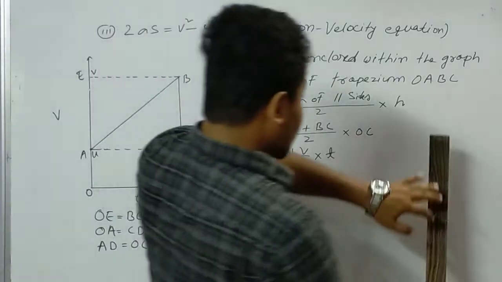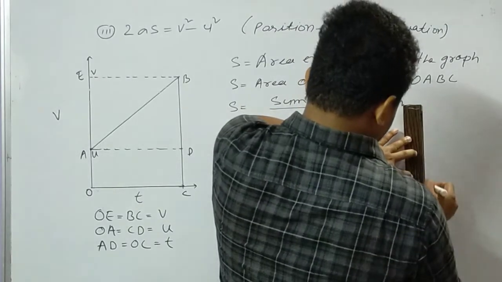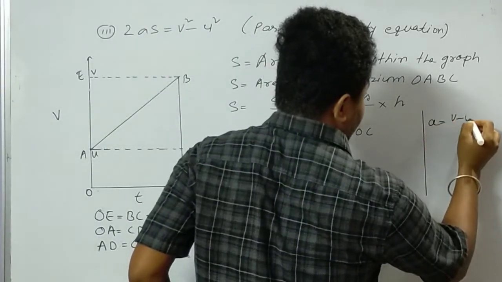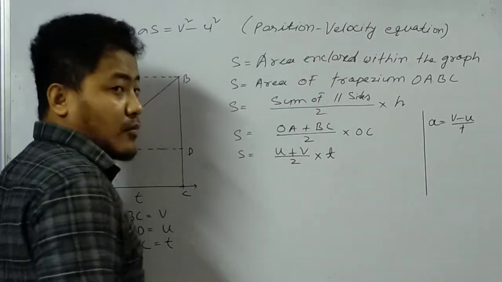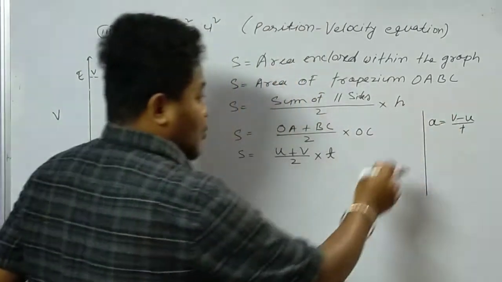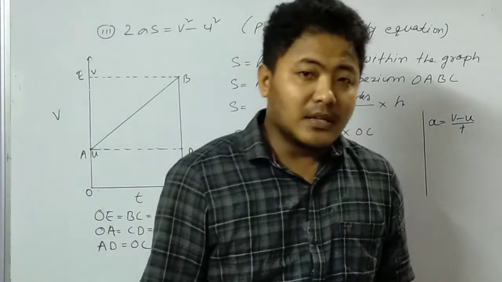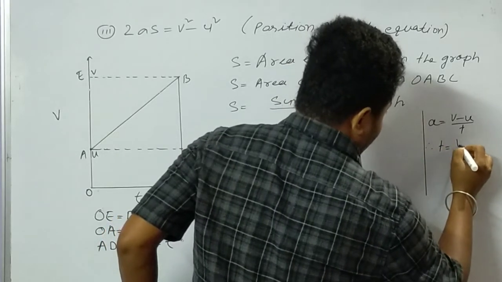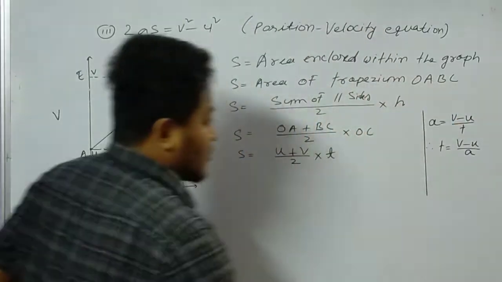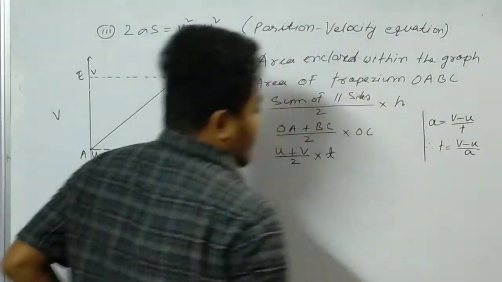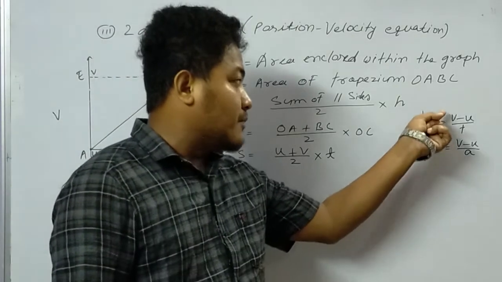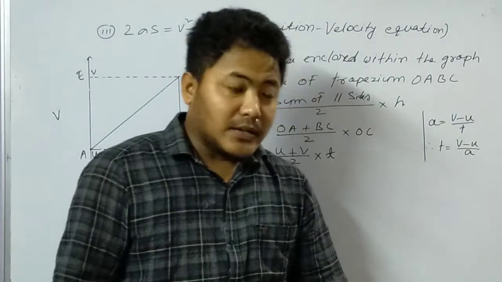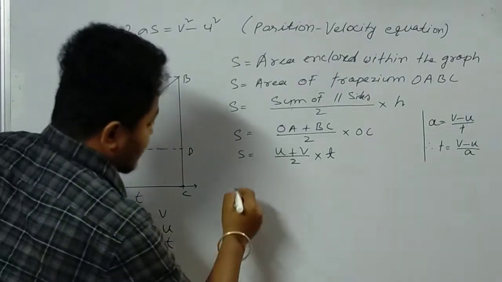As you know, the acceleration of a body is equal to V minus U by T. So A is equal to V minus U by T. If I find the value of T from here, then T is equal to V minus U by A. This will be the value of T, and this value we will now put in this equation. So let's see what comes.